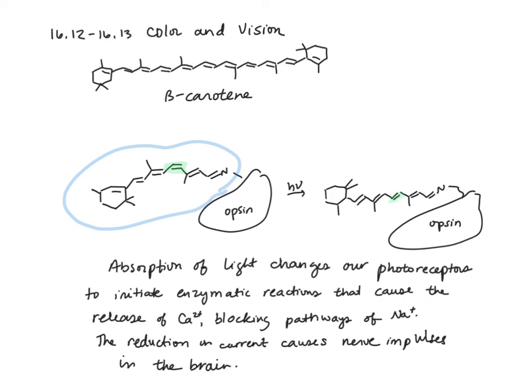And when the absorption of light changes our photoreceptors by undergoing this cis to trans change, then our photoreceptors initiate an enzymatic reaction that causes the release of calcium ions, and that blocks the pathways of sodium, and the reduction in current caused by this calcium ion blocking causes nerve impulses in the brain to change, and that changes our vision.